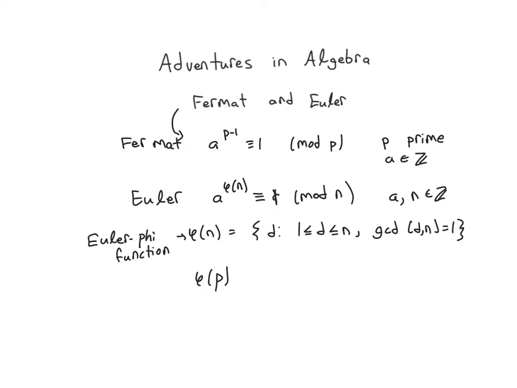The Euler phi function of p is, of course, p minus 1, because every positive integer less than p has no common factor with p. Because if it did, then p wouldn't be prime. So if you plug in p here, you actually get Fermat back. Oh, there's one other condition I need to assume here. The GCD of a and n here has to also be 1.